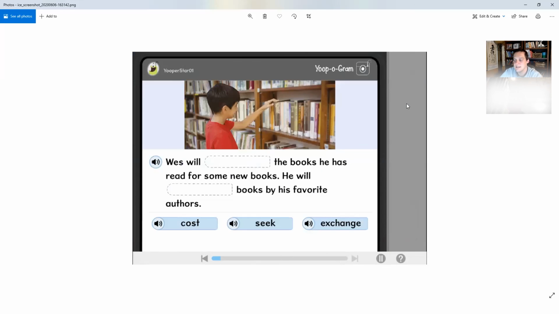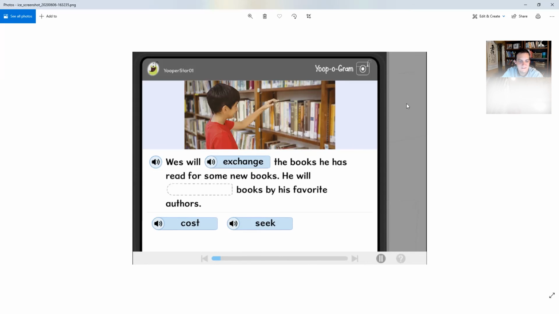Let's try a couple more sentences. Wes will exchange the books he has read for some new books. Read, yeah, past tense. So he has books that he already read. He goes to the library, takes these books, gives them back, and then he's going to get some new books. Yeah. What new books? Some new books.